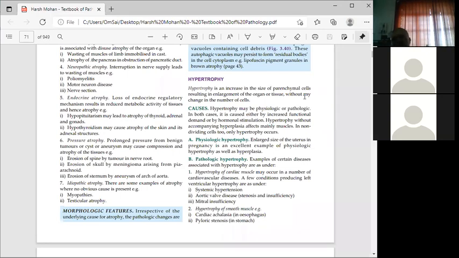Suppose in the liver, hepatocytes are the parenchymal cells. In the pancreas, pancreatic cells are the parenchymal cells. In kidney, what is the name of the cells present in kidneys? Yes, students.